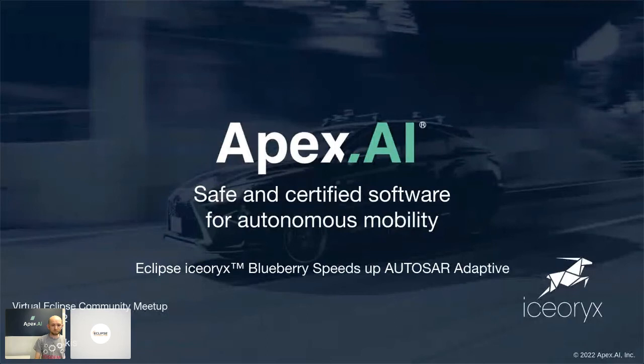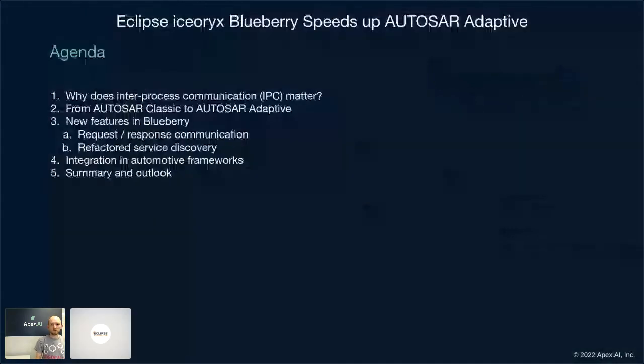A quick overview. In the first chapter, I want to discuss why inter-process communication, or IPC, matters. Then I'm going to discuss briefly the history from AUTOSAR Classic to AUTOSAR Adaptive. I'm going to present the two major new features, request-response communication and the new refactored service discovery, that were introduced with the Blueberry release. And I'm also going to present an example of how this latest Blueberry release can be integrated into automotive frameworks like Adaptive AUTOSAR. And I'm going to conclude the talk with a summary and a brief outlook.